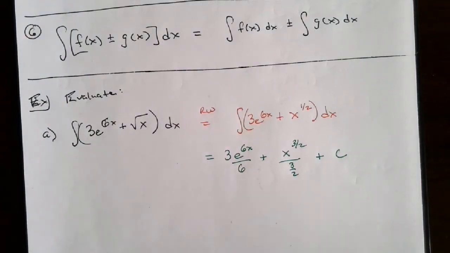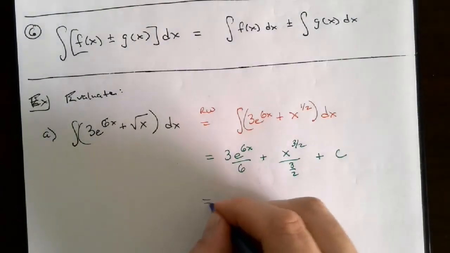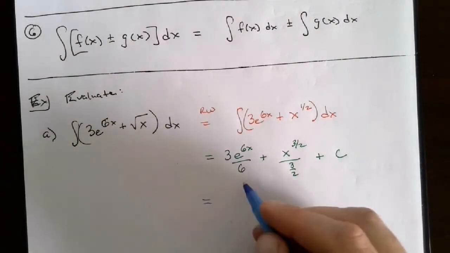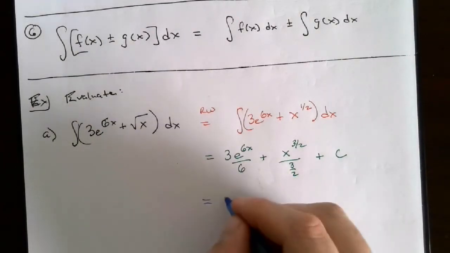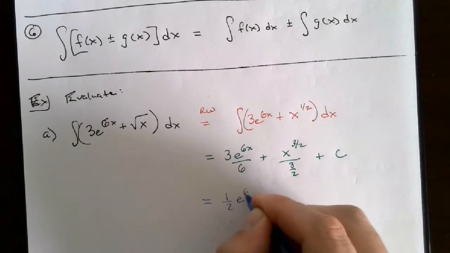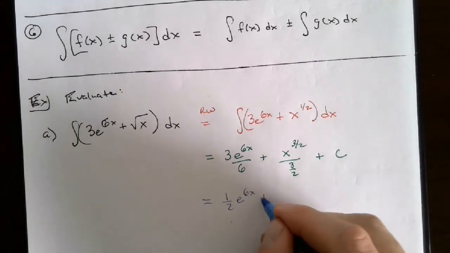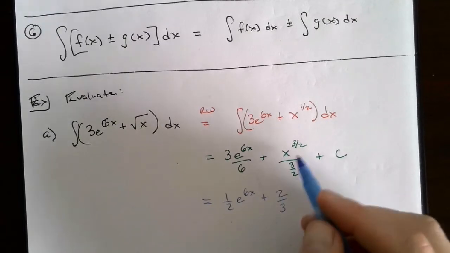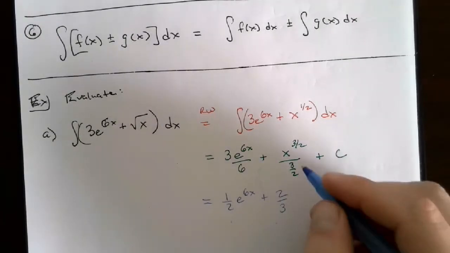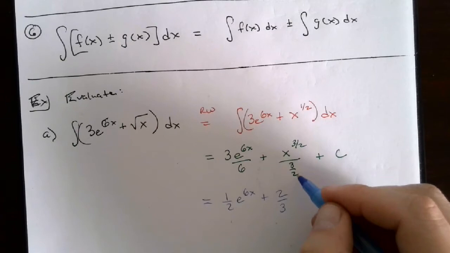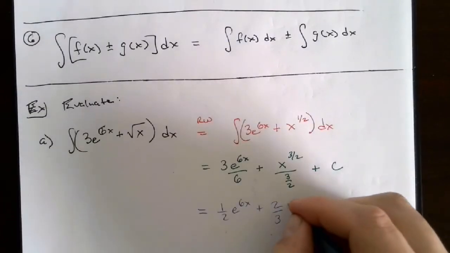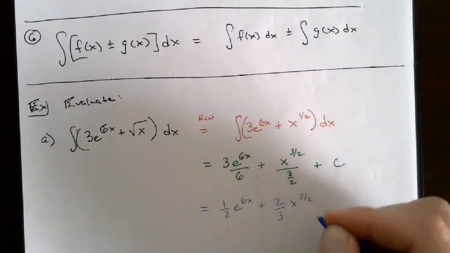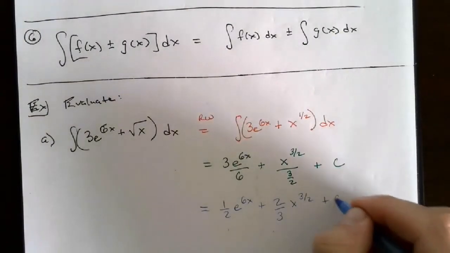And then we will simplify this as necessary. 3 over 6 does reduce to 1/2, so I'll write this as 1/2 e to the 6x. Plus here, when you divide by a fraction, you multiply by the reciprocal. Don't leave it in this complex fraction form. So dividing by 3/2 is the same as multiplying by 2/3, so it's 2/3 x to the 3/2, and then plus c.